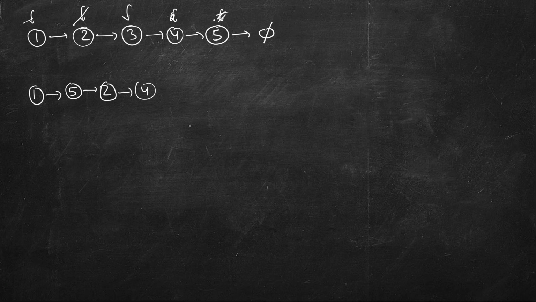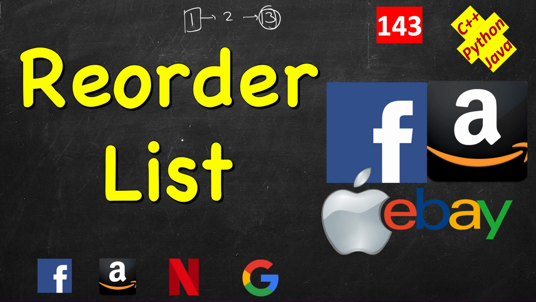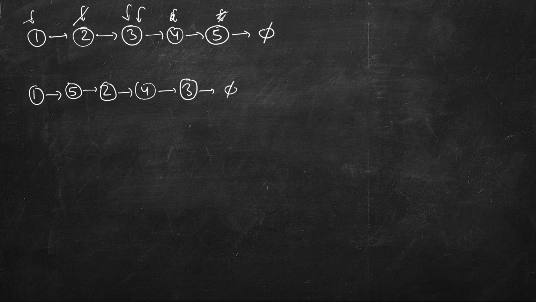This is the basic linked list concept. So after 4 it should be 3 and it should be null. So the number of nodes remains the same, we just reorder them. That's why it's called reorder the list, and it's commonly asked in Facebook, Amazon, Apple, eBay, ByteDance, and a few more companies. So it looks like a popular problem.